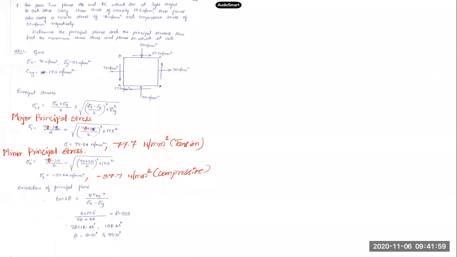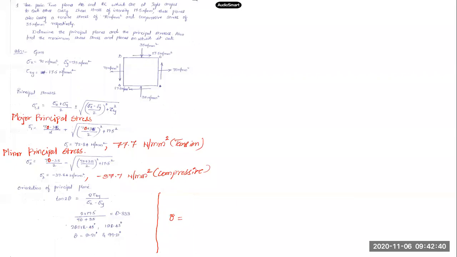Now, what we want is the inclination of the planes carrying the major and minor principal stresses. These define the principal planes, the major principal plane and the minor principal plane. First, we will find the orientation of the major principal plane. It is given by tan 2 theta equal to 2 times tau xy divided by sigma x minus sigma y. You do it for 75 only, the same value you used for your answer here. What you get from that theta value represents the major principal plane.